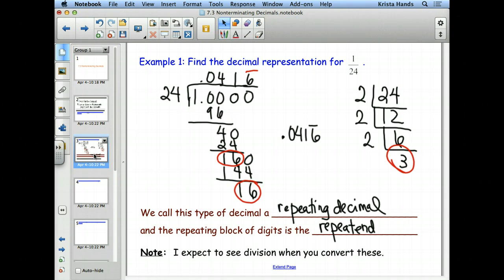I have a wonderful note on the bottom. Can somebody read it out loud for us just for fun? I expect to see the division. Do I expect to see the division? Because that's what you would expect your students to show you. Okay? So practice it a few times, please.